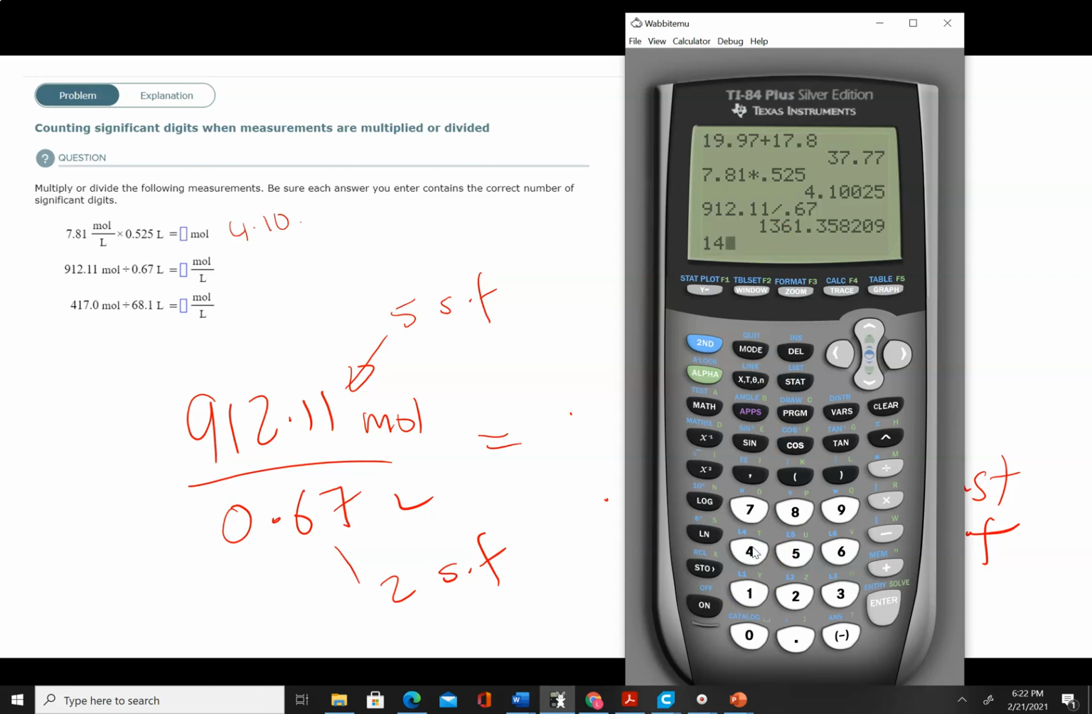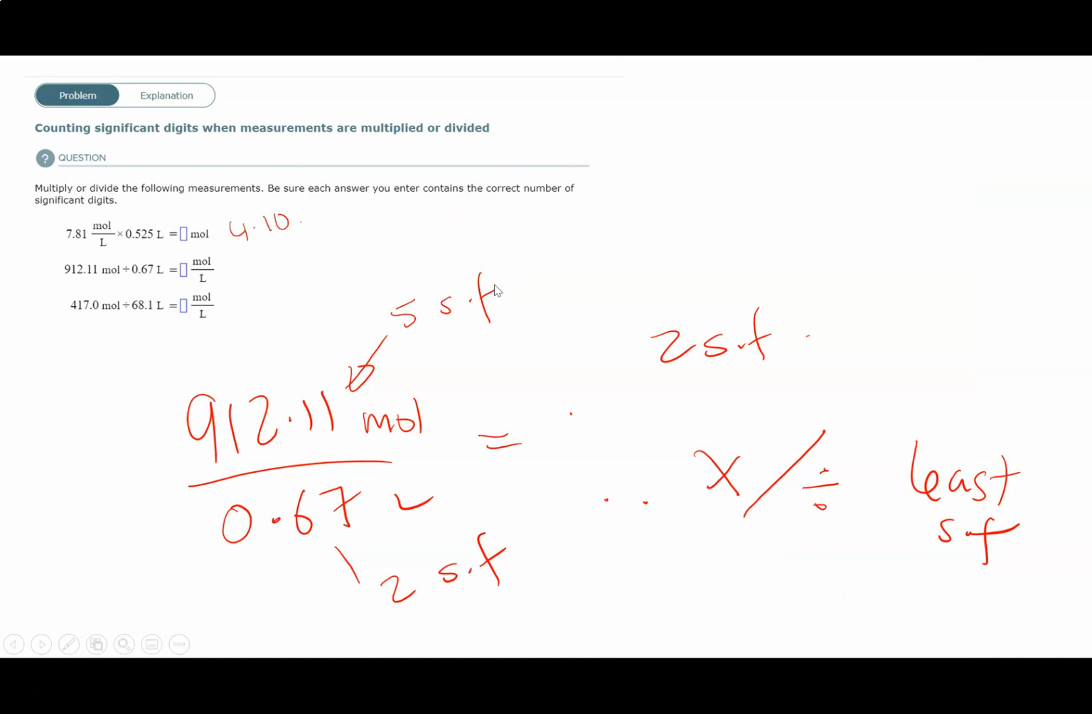But we can't leave it there because 14 is not a good approximation of 1,361. What do we need to do? 2 zeros on the end. There we go. 1,400. And that makes sense. So to 2 sig figs, that's our answer, 1,400. Remember, trailing zeros don't count unless there's a decimal. Okay, let's have a look at the next one.